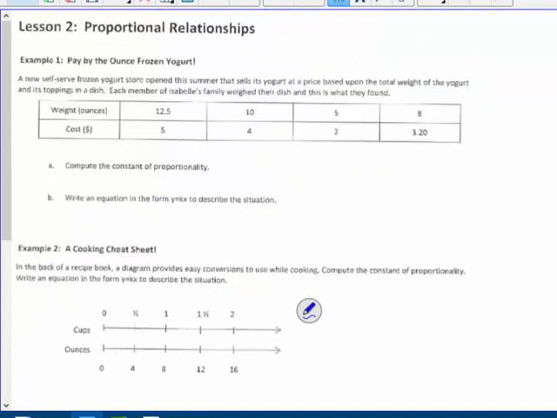Next page. Proportions, proportional relationships. Example 1, pay by the ounce frozen yogurt. How many of you have been to Yummy's, right here in Fairport, the frozen yogurt place? You get a bowl, you fill it up, you put all kinds of yummy toppings on it, and then it costs you a fortune. Anyway, a new self-serve frozen yogurt store opened this summer that sells its yogurt at a price based upon the total weight of the yogurt and its toppings, just like Yummy's. Each member of Isabel's family weighed their dish, and this is what they found.